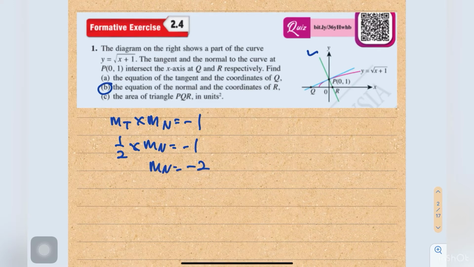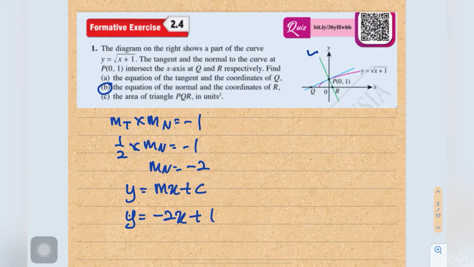Okay, so the equation of the normal is y equals mx plus c. Now we already have m, which equals negative 2, and c is the y-intercept. From the diagram, for the green straight line, the y-intercept is 1. So c is 1. Therefore, the equation of the normal is y equals negative 2x plus 1.